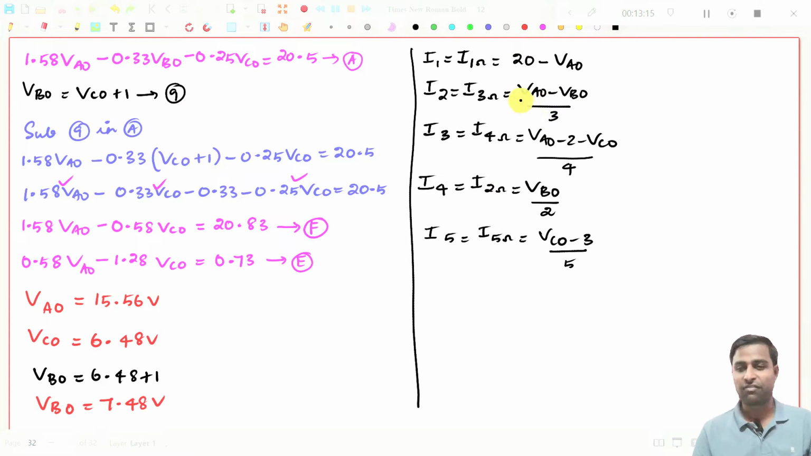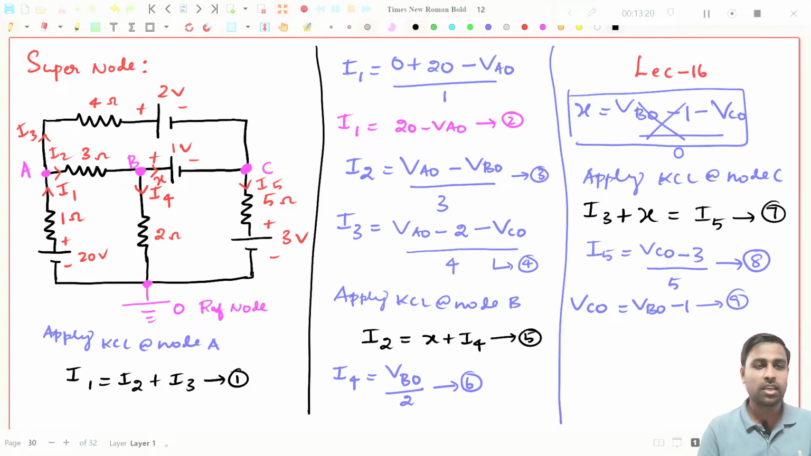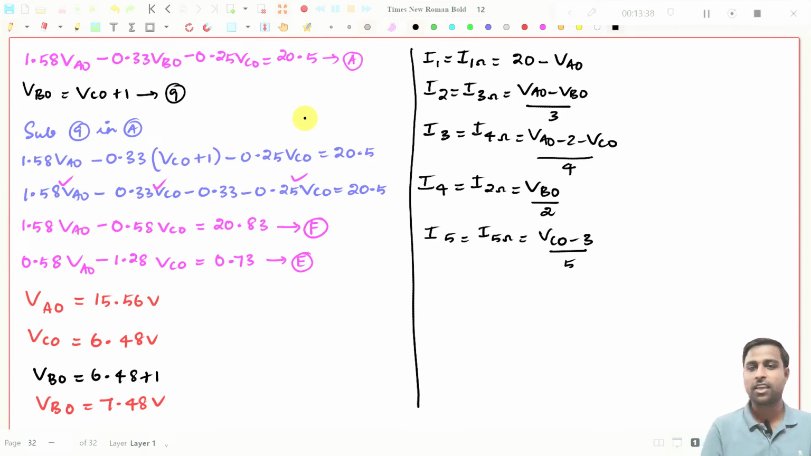See, I have written the formulas now. So what is I1? You come here. You see I1 is nothing but current flowing in 1 ohm resistance. I2 is current flowing in 3 ohms resistance. I3 is current flowing in 4 ohms resistance. I4 is current flowing in 2 ohms resistance. I5 is current flowing in 5 ohms resistance. So that is what I have written here. So if I substitute all the values, VAO values, VBO values in all these expressions, I will get I1, I2, I3 and I4, I5. That I will write now.